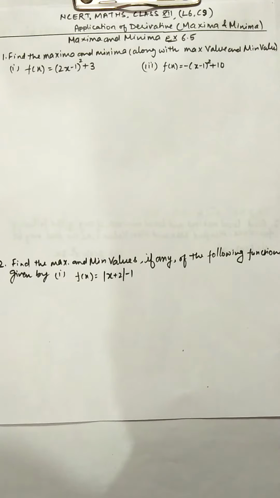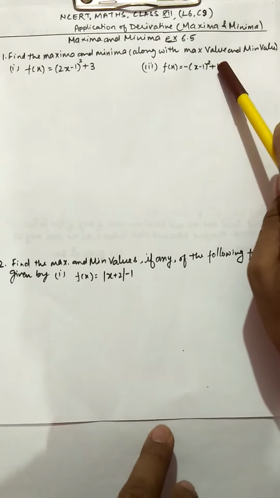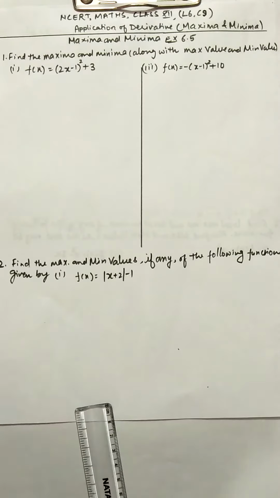Today we are going to discuss some problems on maxima and minima. This is exercise 6.5. Question number 1 is: find the maxima and minima along with maximum values and minimum values as well. In all the questions that we are going to do, we'll use the second order derivative test. We'll apply the first derivative test only when our second derivative test fails. Otherwise, primarily we'll be using the second derivative test.